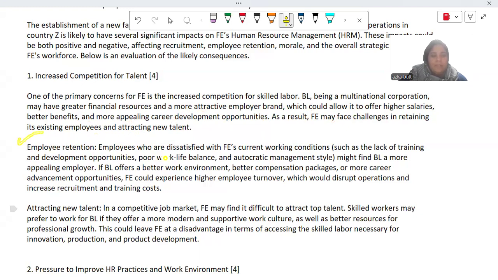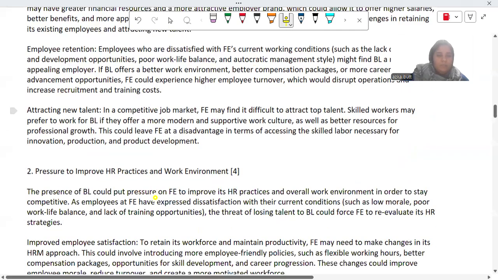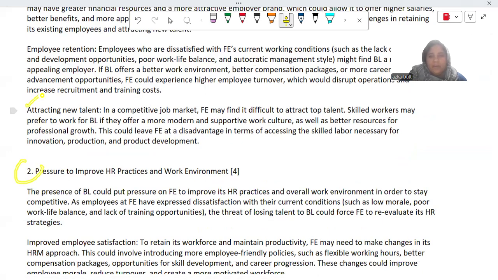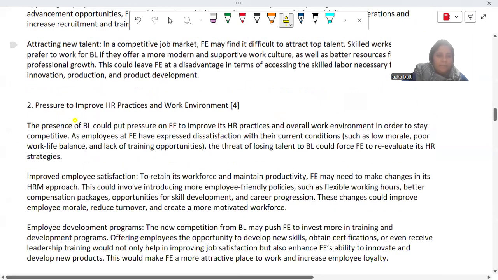The second point is that employees who are dissatisfied with FE's current working conditions, such as the lack of training and development opportunities, poor work-life balance, and autocratic management style, might find BL a more appealing employer. If BL offers a better work environment, better compensation package, or more career advancement opportunities, FE could experience higher employee turnover, which could disrupt operations and increase recruitment cost and training cost. Okay, and this is optional, if you want to write it, you can write it. Otherwise, two is enough.